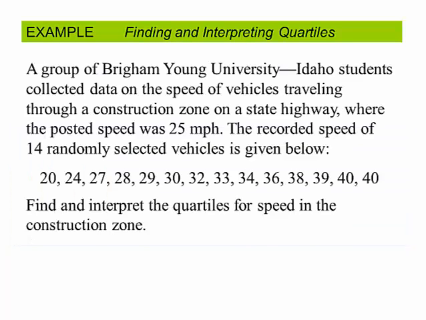A group of BYU students collected data on the speeds of vehicles traveling through a construction zone on the state highway, where the posted speed was 25 miles per hour. The recorded speeds of 14 randomly selected vehicles is given below. Find and interpret the quartiles for the speed in this construction zone.